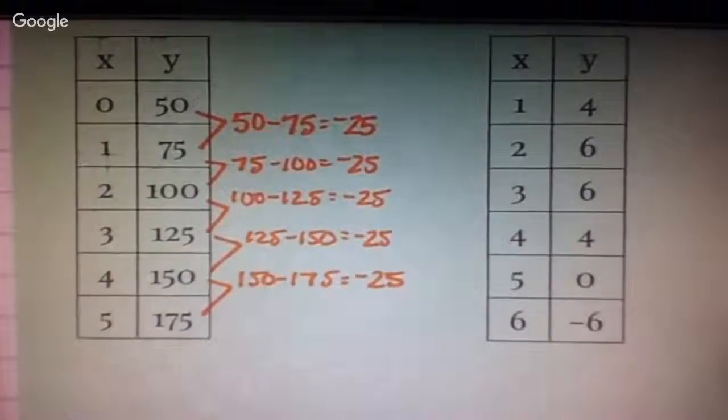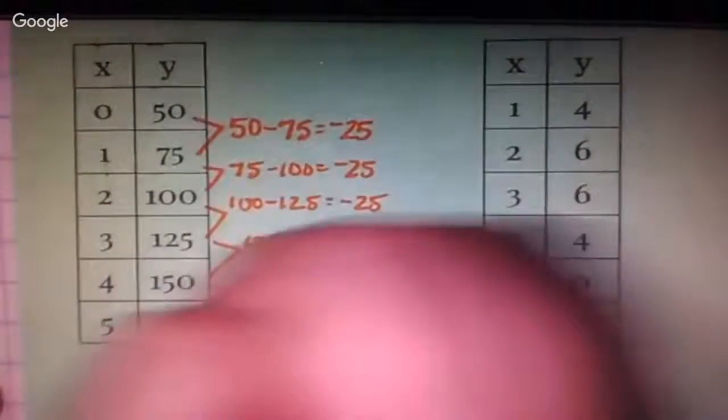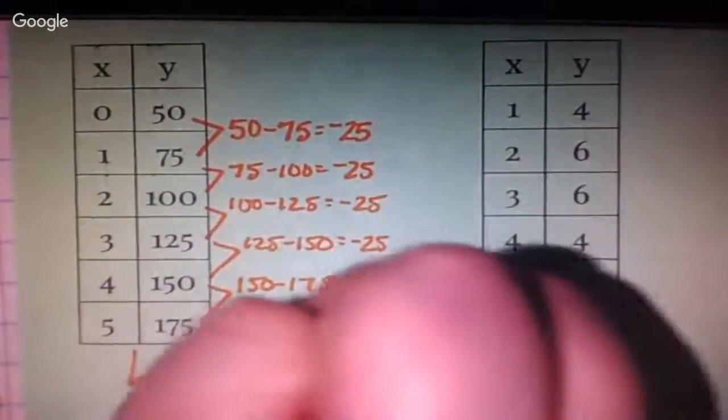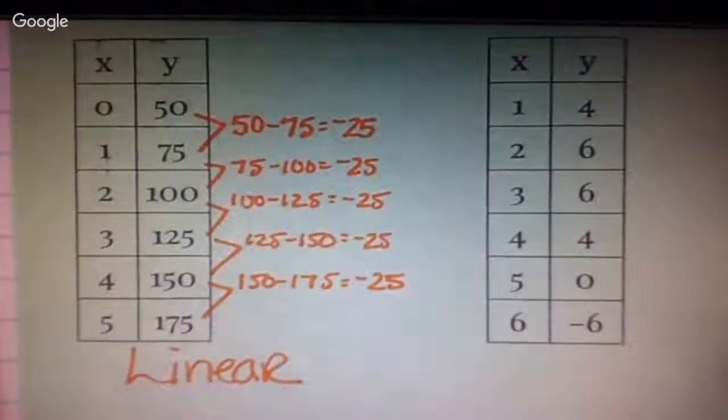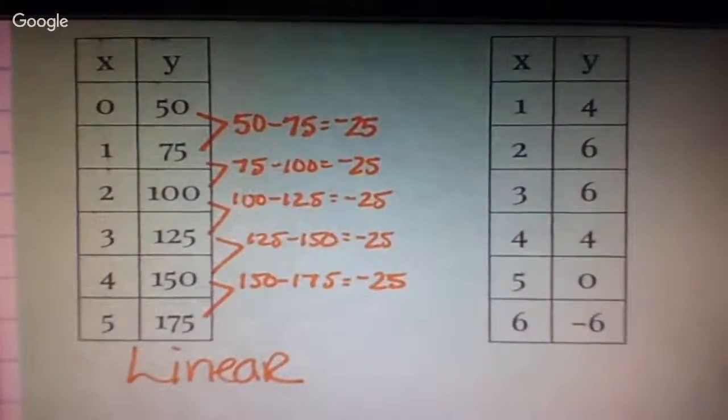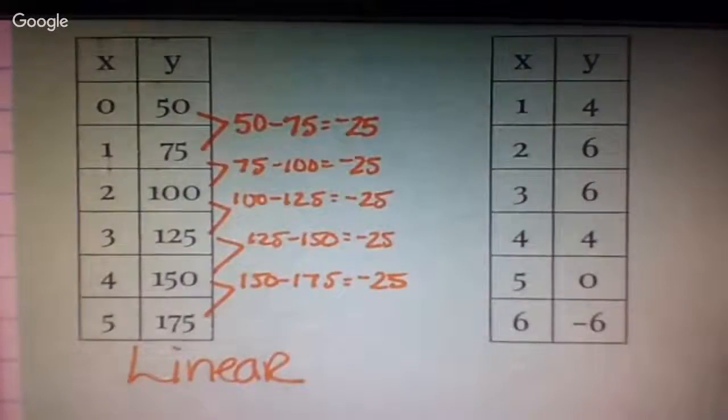Okay. Because all of these numbers match, this is linear. So if it's linear, it's not quadratic.